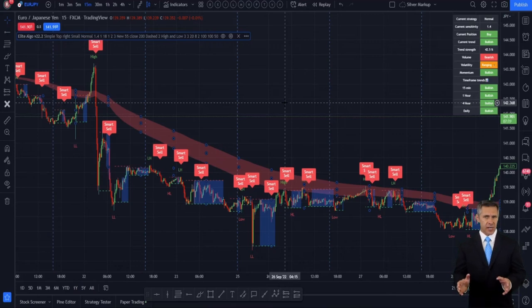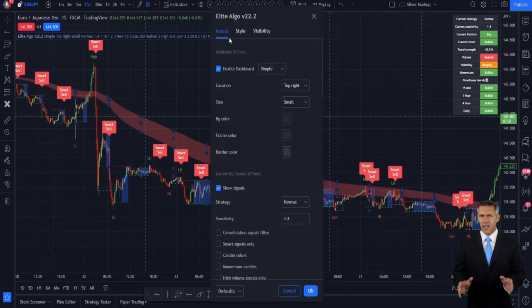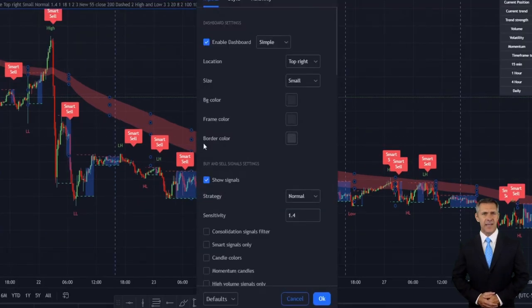So I'm going to tell you exactly the couple of rules that this strategy follows, and if you follow these rules, then you're going to really like this strategy. So rule number one, obviously, trading trend. To make sure that you're trading within the trend and seeing where the trend is, you want to make sure you enable the dashboard within the Elite Algo settings.